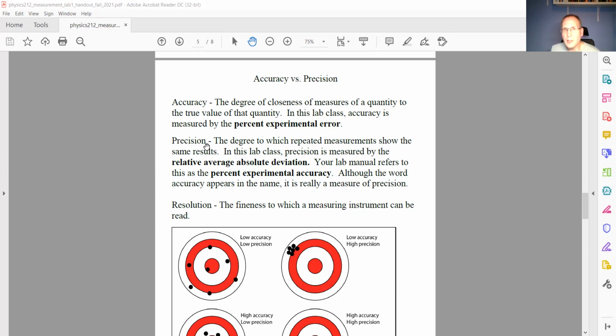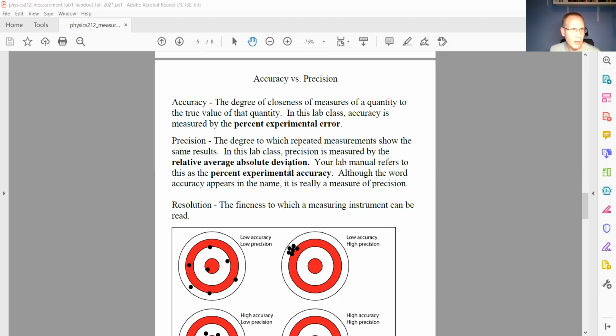Next definition, precision. Precision is the degree to which repeated measurements show the same results. And in this class, precision is measured using something called the relative average absolute deviation. It's kind of like a standard deviation if you're familiar with statistics, except you use absolute value instead of squaring them. So it's called the relative average absolute deviation.